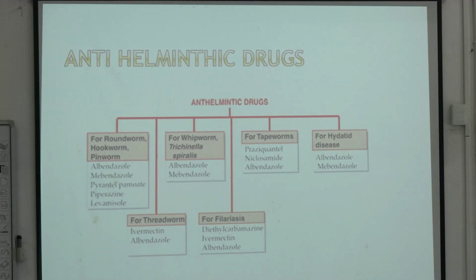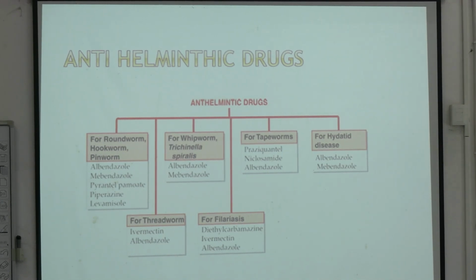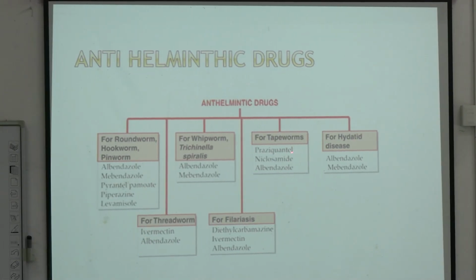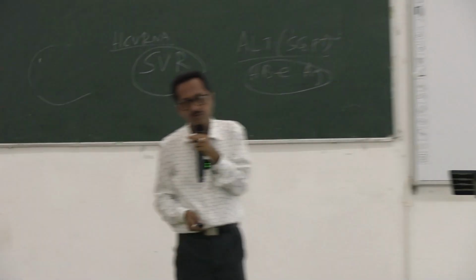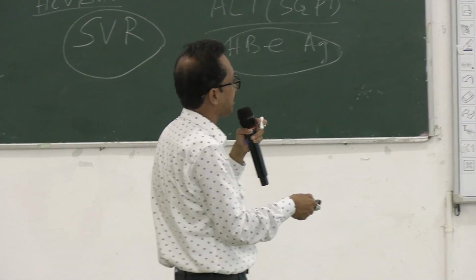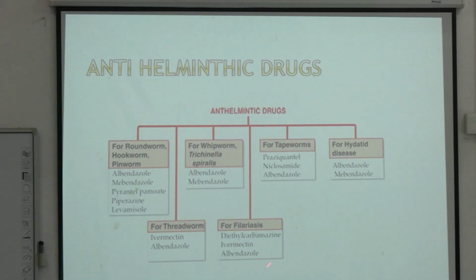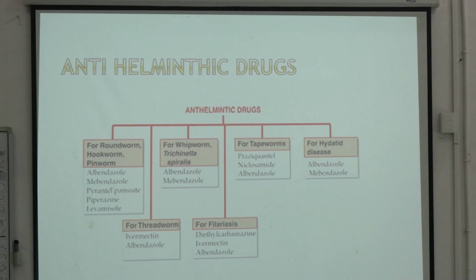What are the common conditions where you have to give albendazole? One is neurocysticercosis, where albendazole is to be continued for 1 month. For roundworm and hookworm, albendazole, mebendazole. For whipworm and trichinella, albendazole, mebendazole. For tapeworm, praziquantel, albendazole. Previously for neurocysticercosis, praziquantel was the drug of choice. Now praziquantel is the second drug of choice after albendazole in neurocysticercosis. Hydatid disease, again albendazole, mebendazole. For threadworm, ivermectin or albendazole. For filariasis, diethylcarbamazine, ivermectin and albendazole. These are the 3 drugs.